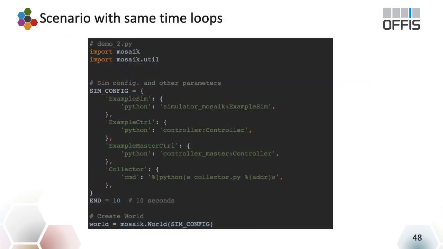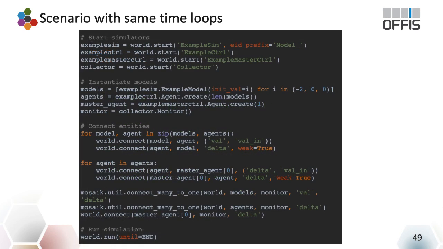And now I go to the scenario definition. It's again the same script, just that we add this example master controller. Then it's again the same. We start the master controller. We create the master agent. And then we connect. So here we have already the connection from the model to the agent. And then we are doing the connections from the agents to the master agent. So we connect the output delta of the agent to the value input of the master agent, and the delta output of the master agent to the delta of the agent. Then we connect this again to the monitor like in the other examples.